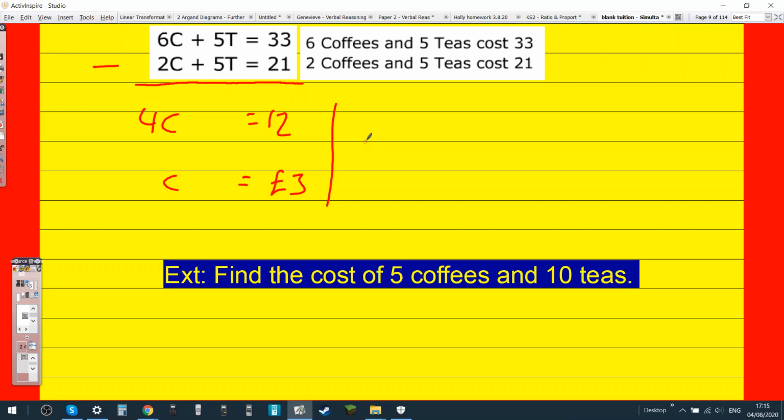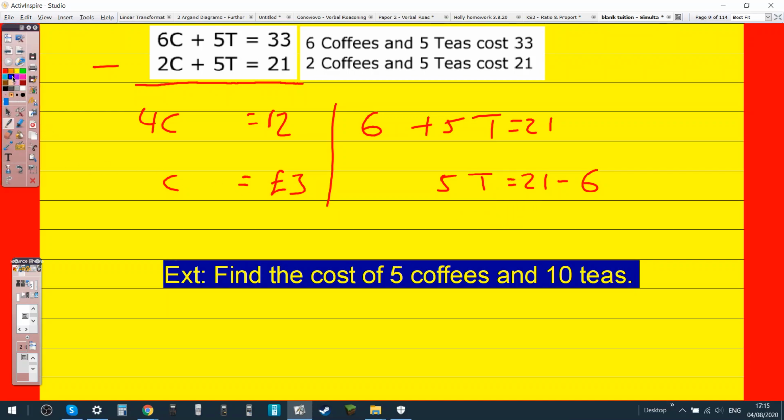Okay, how about the teas? How would you do that? Okay, so we'll do the 2C and the 5T. Because the 2 coffees would add up to £6. So then 21 take away 6. That would be £15.